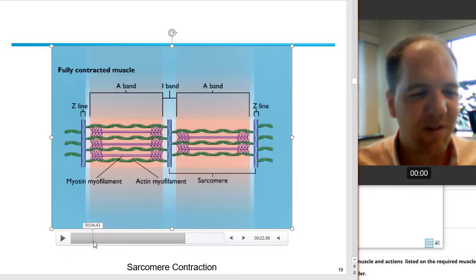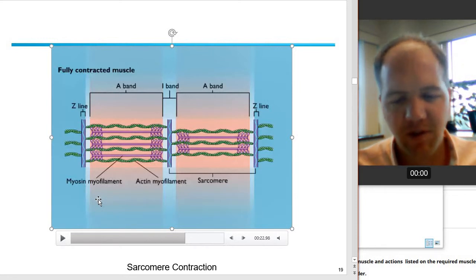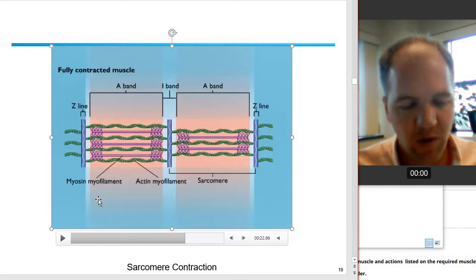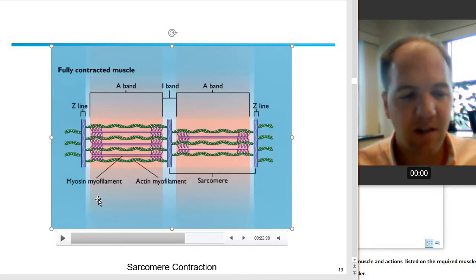So let's review something real quick. Can you list the hierarchy of muscle anatomy, starting from the full muscle surrounded by epimysium down to the actin and myosin? Hit pause on the video here and write down that hierarchy, and then we'll come back and review it.